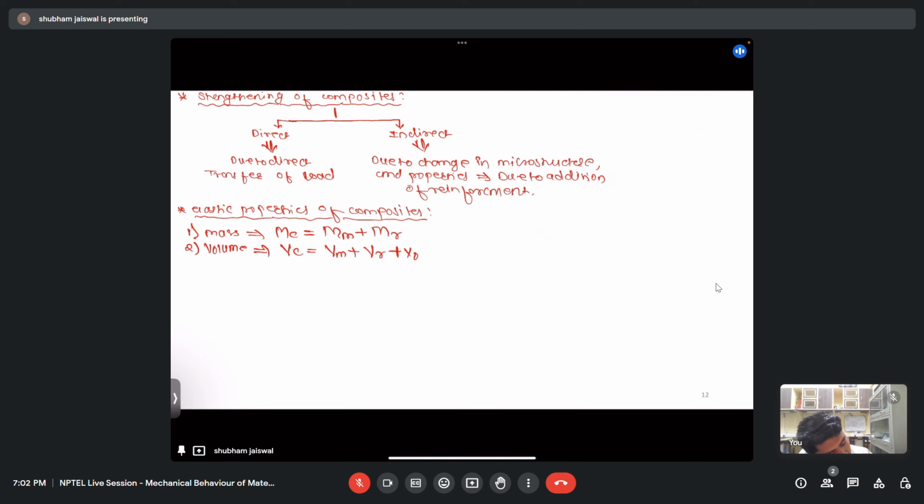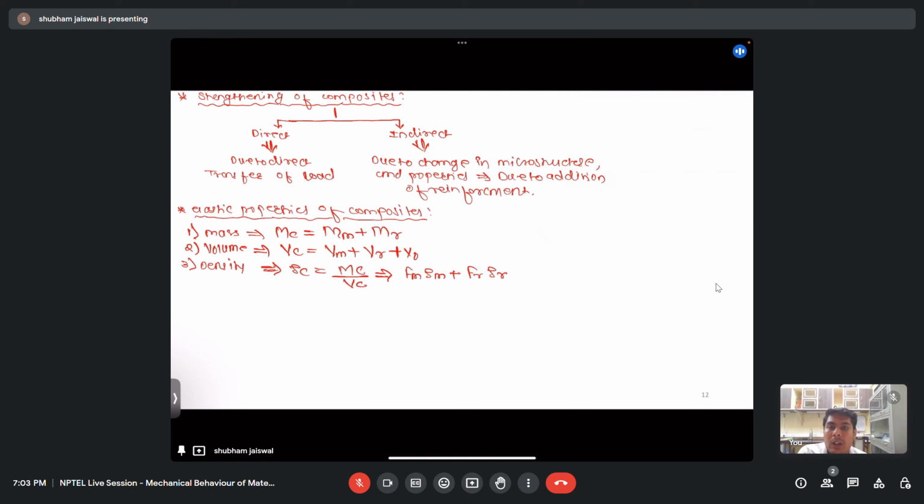Similarly, if we find out the density of a composite, it will be equal to mass of composite divided by volume of composite. And if you find it out in the form of fractions, then it will be equal to Fm rho m plus the fraction of reinforcement into density of reinforcement. So this way we can determine the elastic properties of the composite.